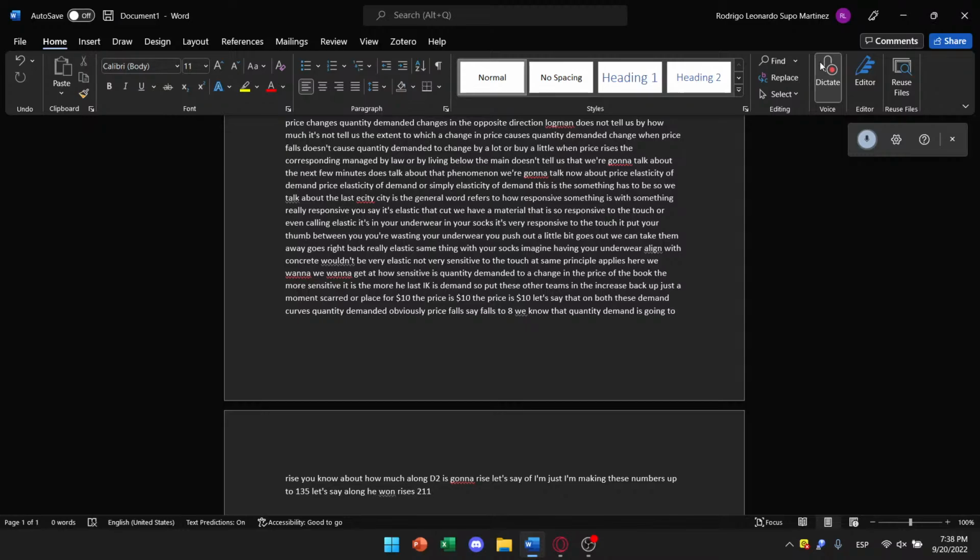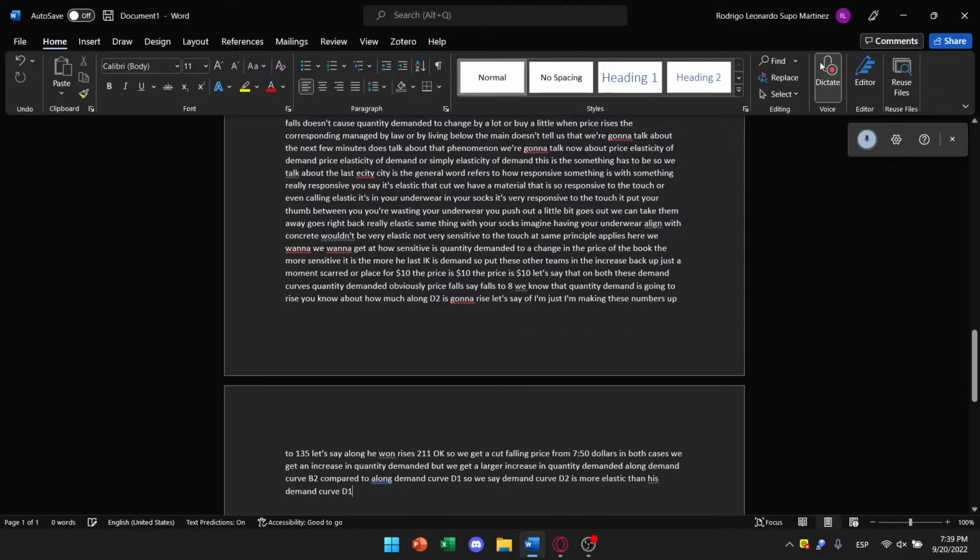In both cases, we get a fall in price from 10 to $8. In both cases, we get an increase in quantity demanded, but we get a larger increase in quantity demanded along demand curve D2 compared to along demand curve D1. So we say demand curve D2 is more elastic than is demand curve D1. Along demand curve D2, quantity demanded is more sensitive to a price change. We get a bigger bang for the buck, figuratively speaking, when price changes along D2 than we do along D1.